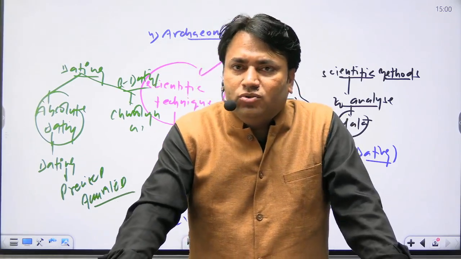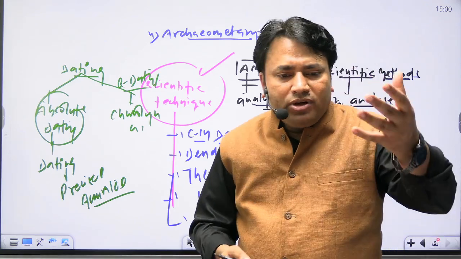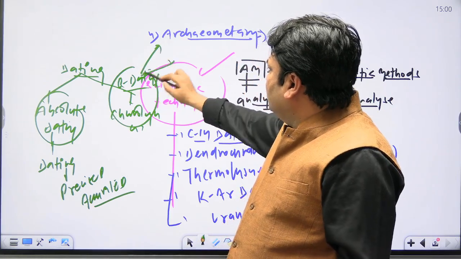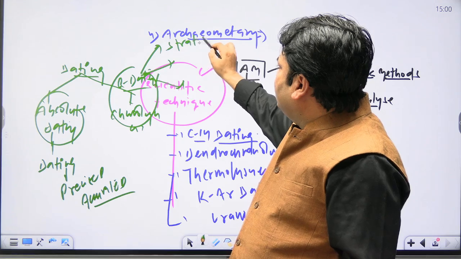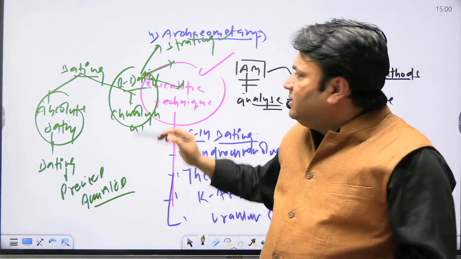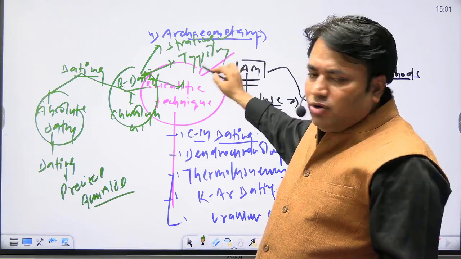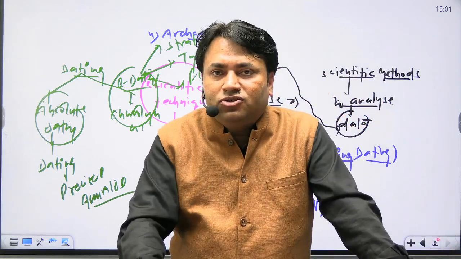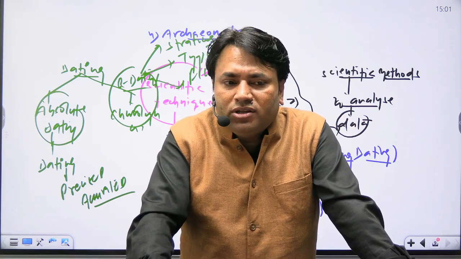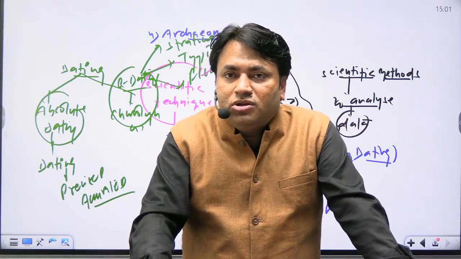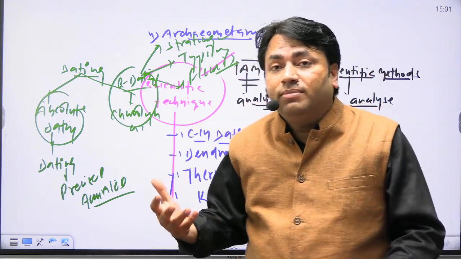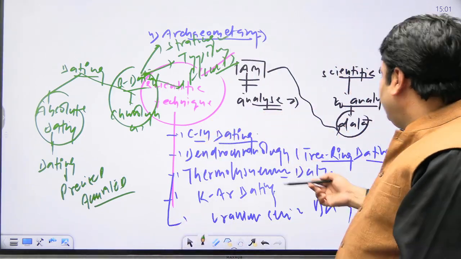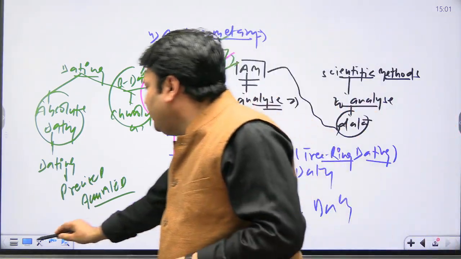So for relative dating, three methods are used. Important: one is stratigraphy, the second is typology, and the third is fluorine dating. So these are the three methods used for dating. This is also very important, because we have archaeological materials that are thousands and thousands of years old, so determining the date is an important factor.